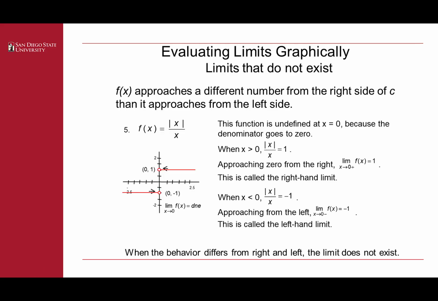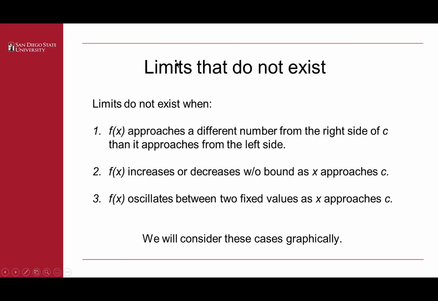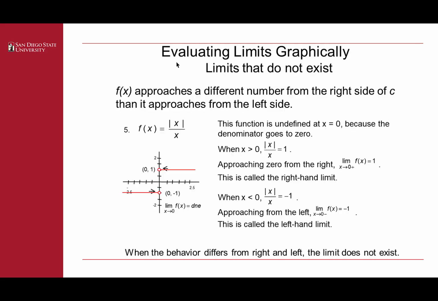We will now explain how this first case affects the limit situation of a given function. Let me read it one more time from the previous slide. If f of x approaches a different number from the right side of c than it approaches from the left side of c, in this case there is no limit. So let's look at the function f of x equals absolute value of x over x.